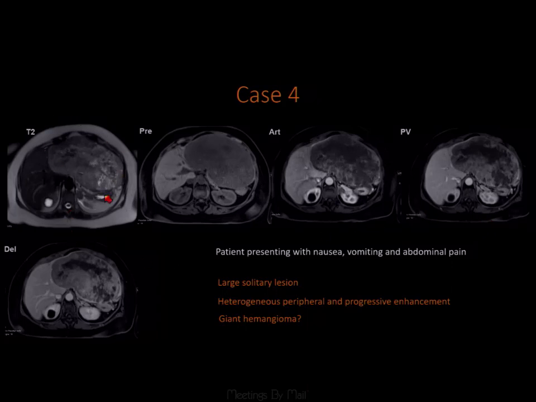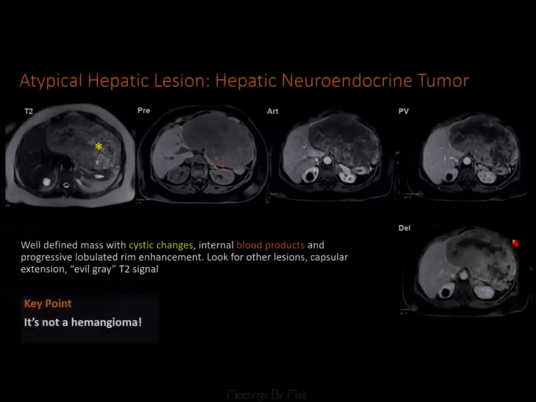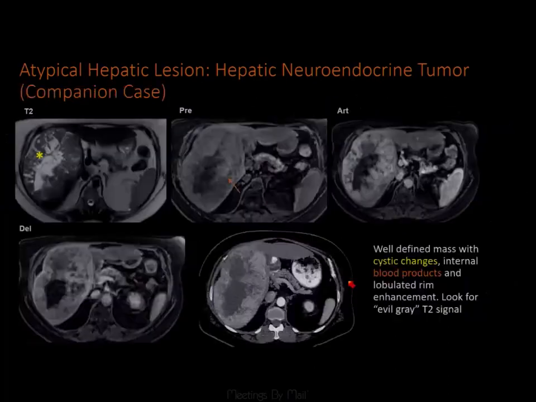But the key here is look at the T2 signal, and it has what we call that evil gray T2 signal. This was a hepatic neuroendocrine tumor, and this actually was a well-defined mass with cystic changes. It had some internal blood products on the pre-contrast MR, and again, look for that evil gray T2 signal.